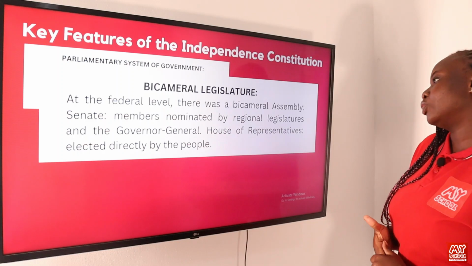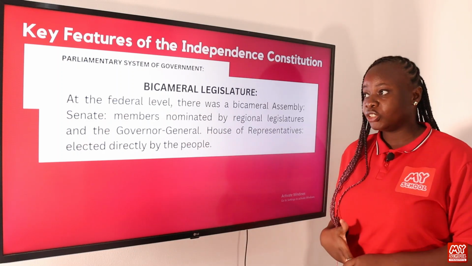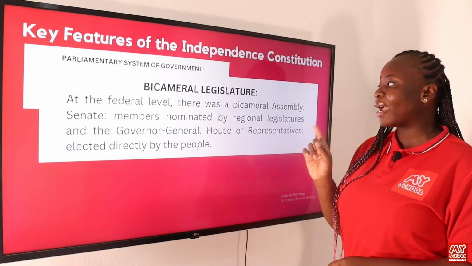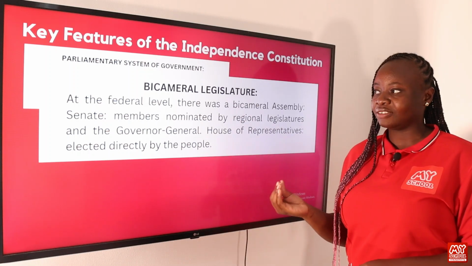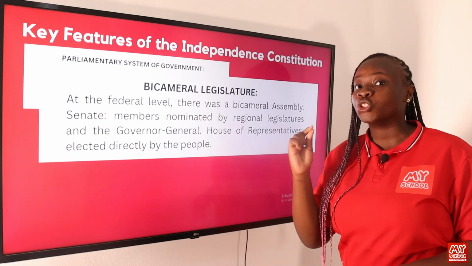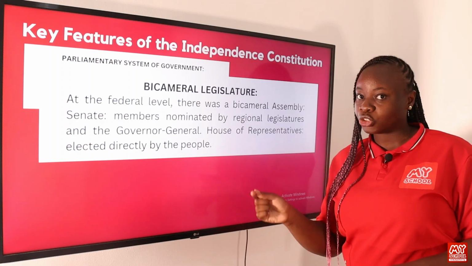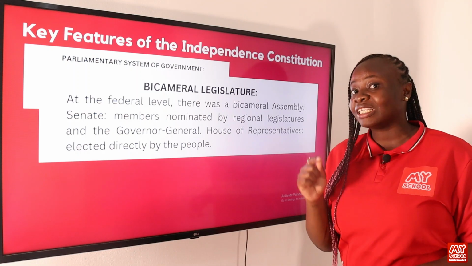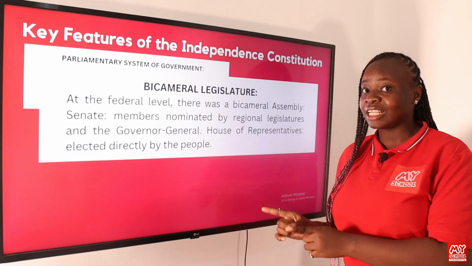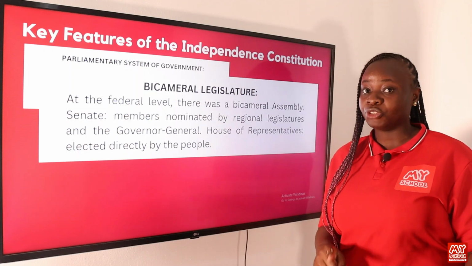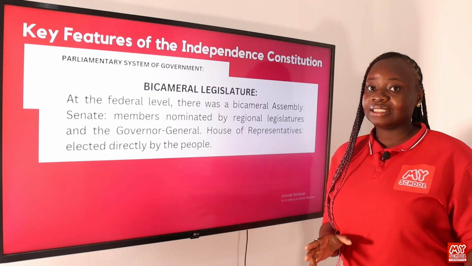Another feature of the Independence Constitution is bicameral legislature. At the federal level, there was a bicameral assembly, which was made up of the Senate and the House of Representatives. It is important to note that it is under the 1960 Independence Constitution that Nigeria adopted the bicameral legislature at the federal level. Although this system of legislature was adopted at the regional level before 1960.